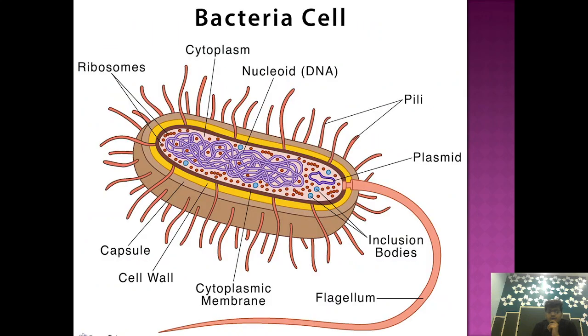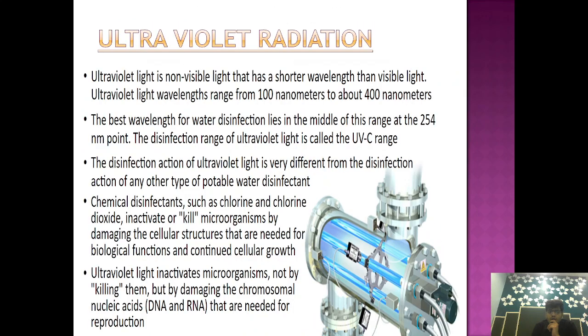So let's begin today's video on ultraviolet radiation. The first question that comes to our mind is, what is ultraviolet light? Ultraviolet light is non-visible light that has a shorter wavelength than visible light. So now you know that normal light has a visible wavelength, and the wavelength of ultraviolet light is shorter than that.